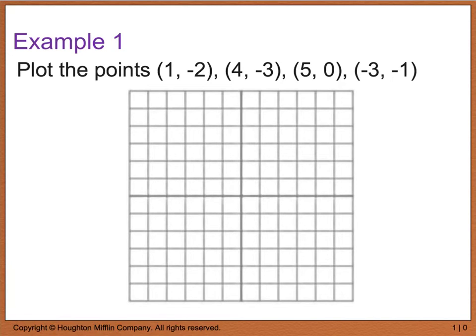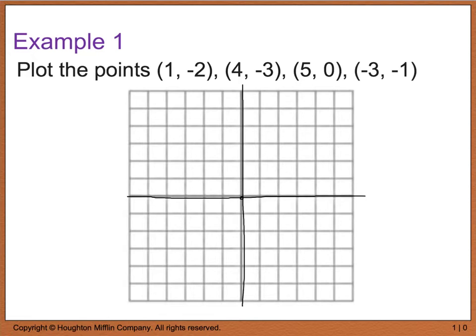For our first example, it says to plot the points (1, -2), (4, -3), (5, 0), and (-3, -1). If you notice, this horizontal line right here is our x-axis, and this vertical line right here is our y-axis. This point of intersection is our origin, or the point (0, 0). So from there we're going to plot our points.